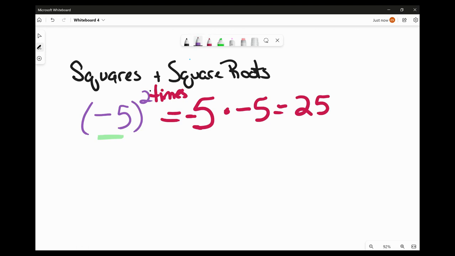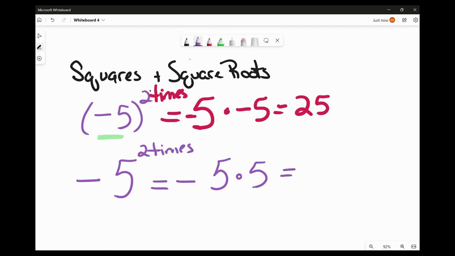Alternatively, you might have something that looks like this, -5 squared. Pay attention, there's no parentheses, which means the exponent is only on the 5. So the base here is 5 and not -5. So it would look like this. We have a negative sign, and then we're multiplying 5 2 times. So we would get -25. Okay? So when we're talking about squares, those are the ones that can catch us off guard.